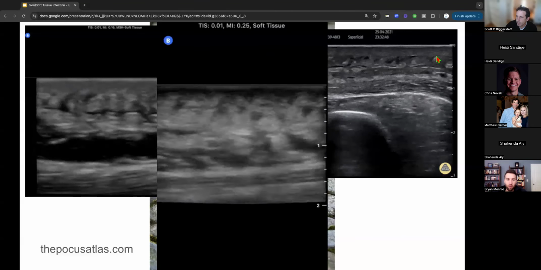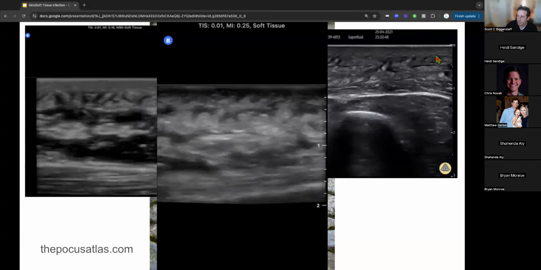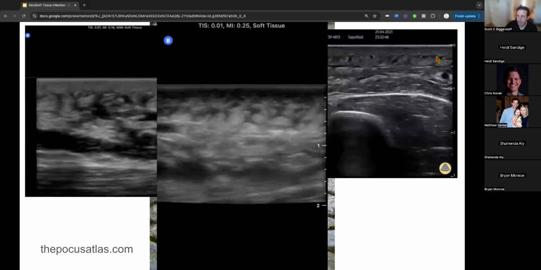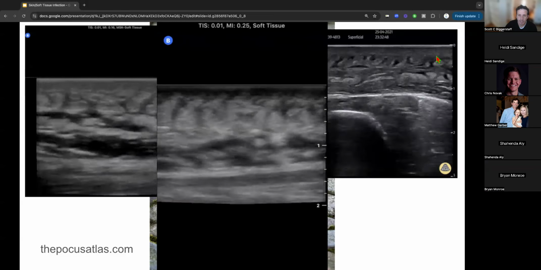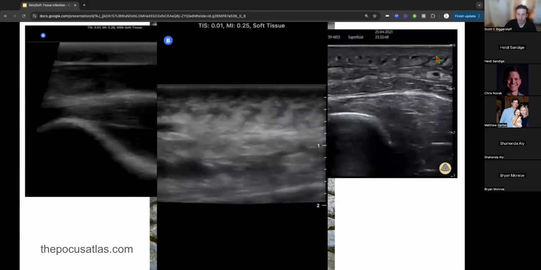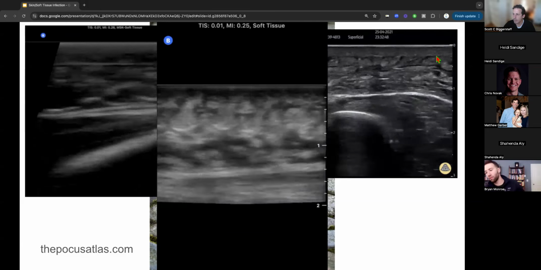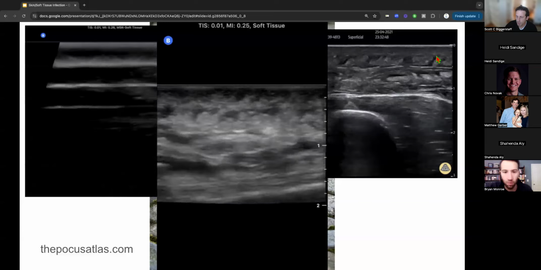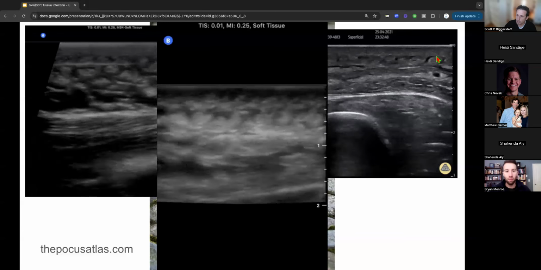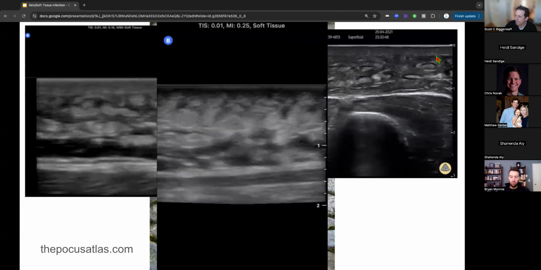And then another image of that cobblestoning appearance. And again, this is not specific to cellulitis. It just tells you that there's swelling and edema in that area. And then your clinical picture is sort of helping you to put the pieces together.